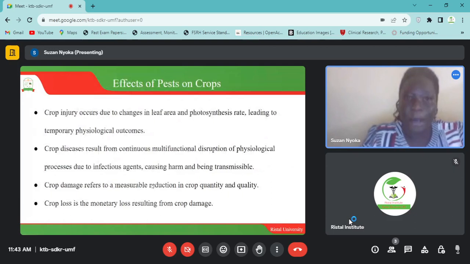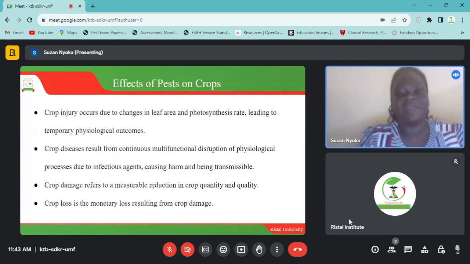Effects of pests on crops. Crop injury occurs due to changes in leaf area and photosynthesis rates, leading to temporary physiological outcomes. Crop diseases result from continuous multifunctional disruption of physiological processes due to infectious agents causing harm and being transmissible. Crop damage refers to a measurable reduction in crop quantity and quality. And then crop loss is the monetary loss resulting from crop damage.